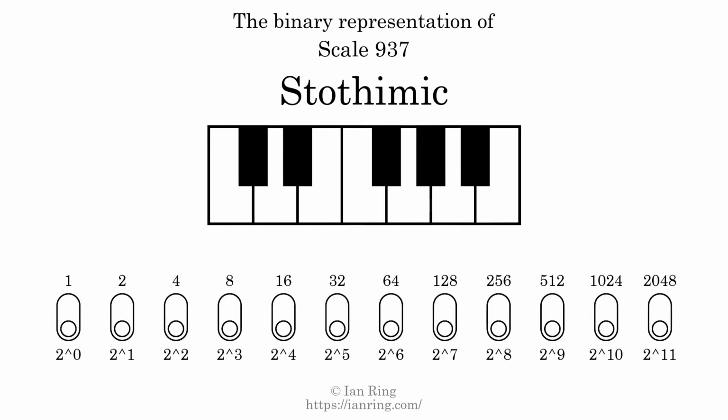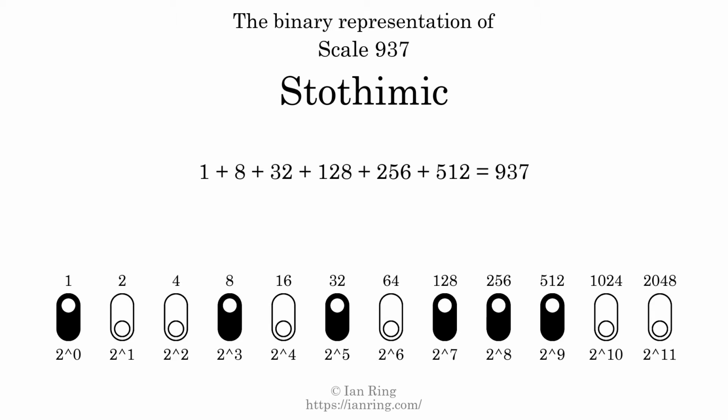The binary representation of this scale is determined by mapping tones of the scale to binary digits. Each binary digit represents a power of 2. To get the scale number, we add the powers of 2 together. The powers of 2 that are present in the scale, all added together, equals 937. That is why the scale number, in decimal, is 937.